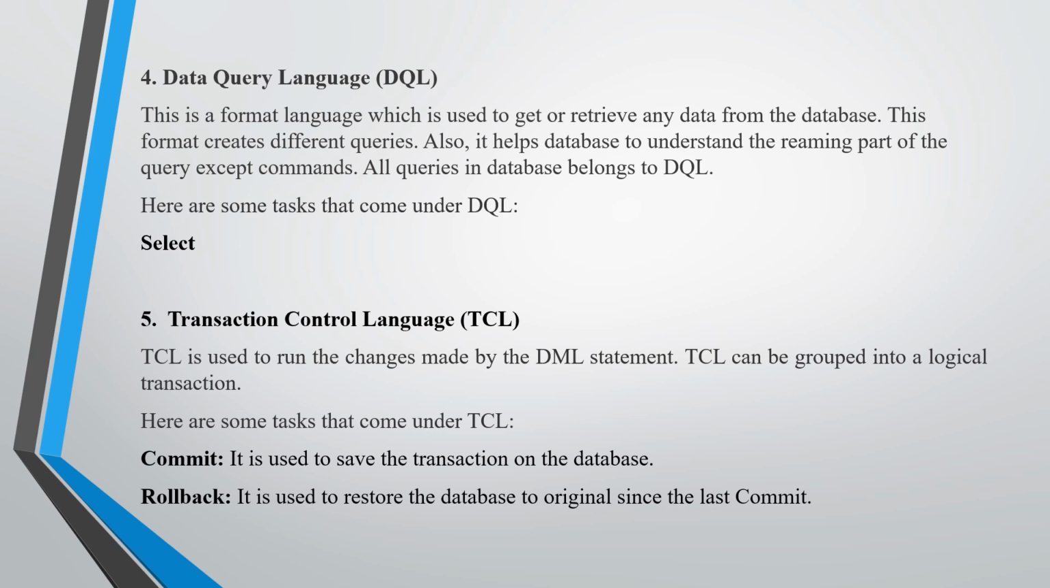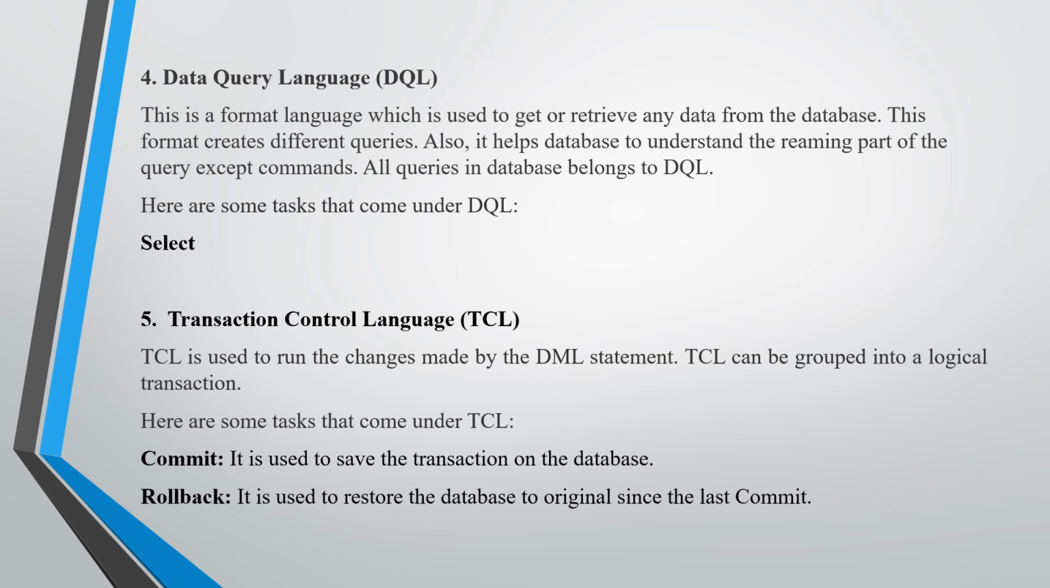Then the last one, transaction control language. Transaction control language is used to run the changes made by DML commands. So TCL can be grouped into a logical transaction. Here are the two examples. One is commit. One more is called rollback.